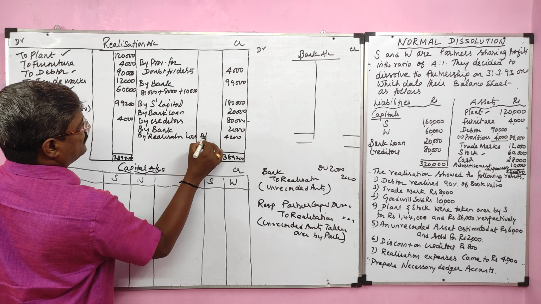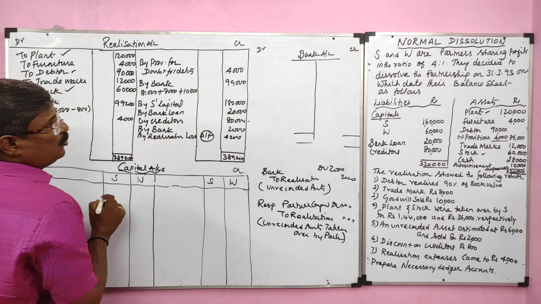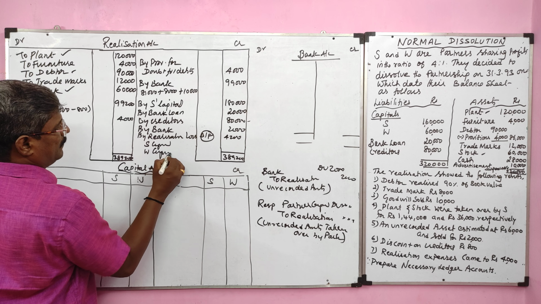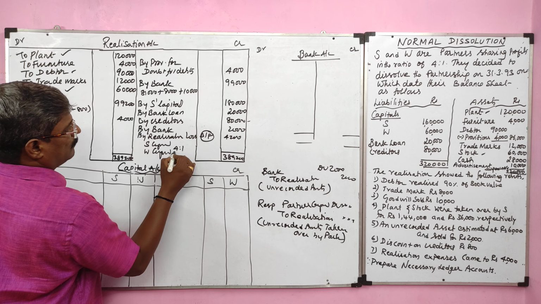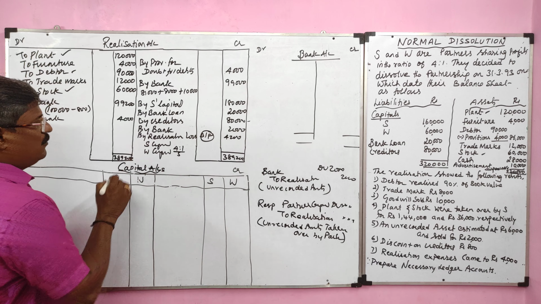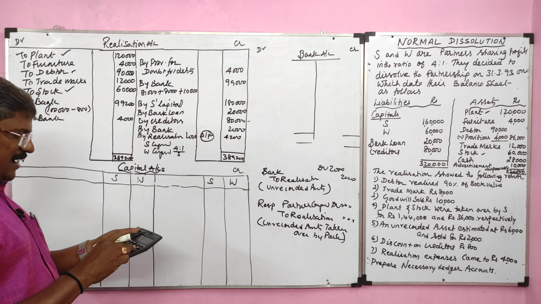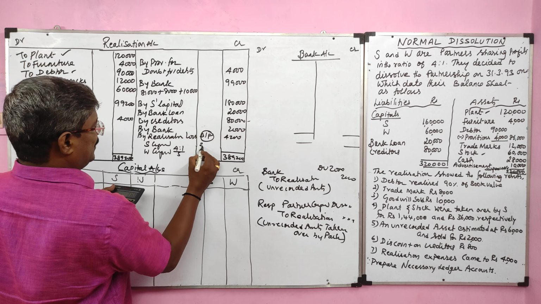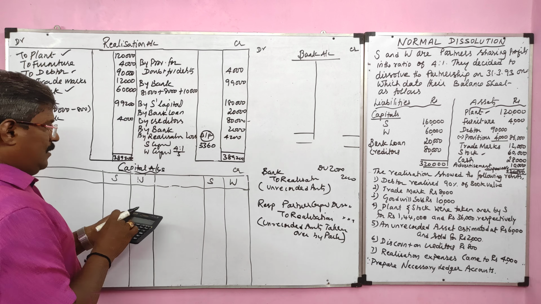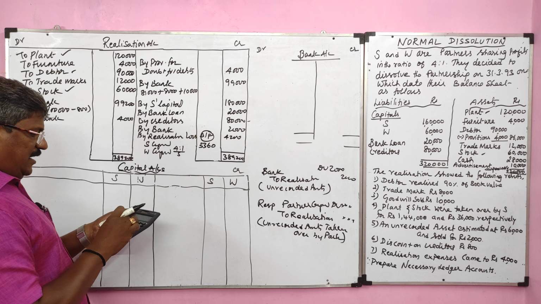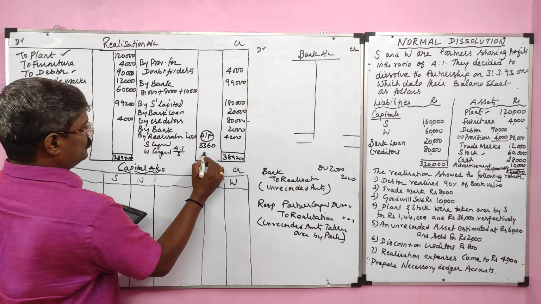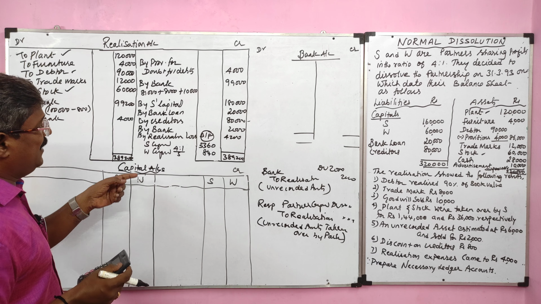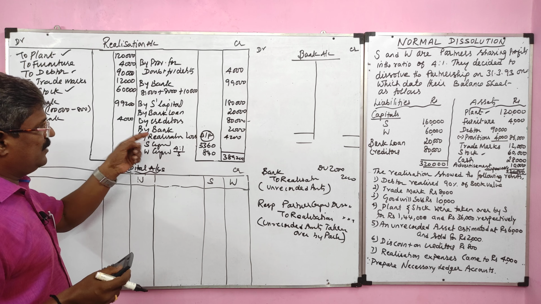Realization loss is the balancing figure. It should be transferred to the old partners' capital accounts, namely S capital and W capital. The ratio we know is 4:1. So 4 by 5 goes to S, 1 by 5 goes to W. So 4,200 divided by 5 into 4, for S 3,360. 4,200 divided by 5 into 1, 840 goes to W. So realization loss is transferred to S capital and W capital. For that entry, S capital account debit, W capital account debit to realization.